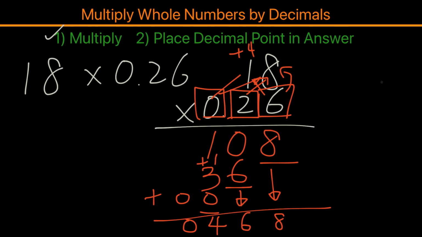And the last step is to place the decimal point in the answer. And the way to do that is to first locate where the decimal point is. The number 0.26 has 2 decimal spaces. So in the answer, we want to also place 2 decimal spaces. It would go like this. 1, 2. And the decimal point will be placed right here. So the answer would be 4.68.